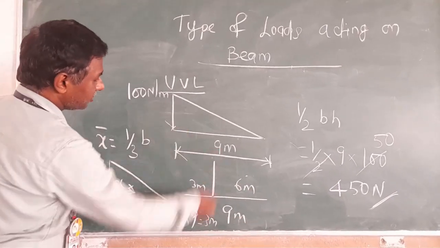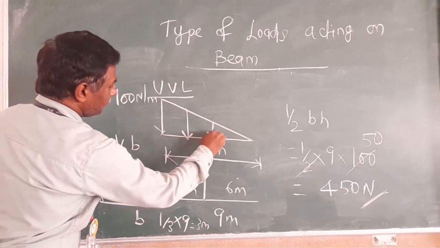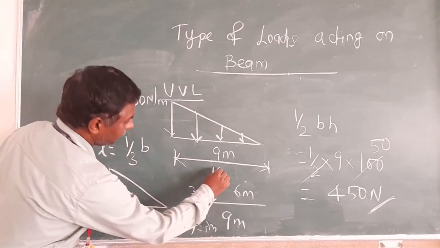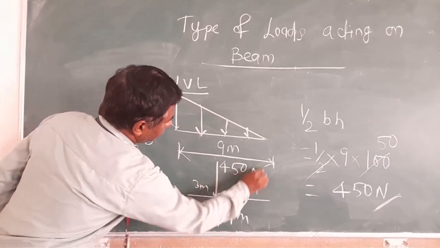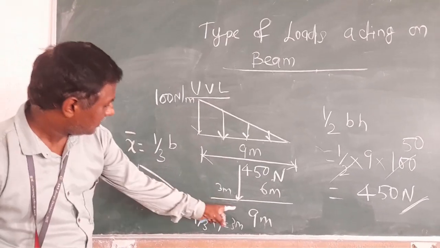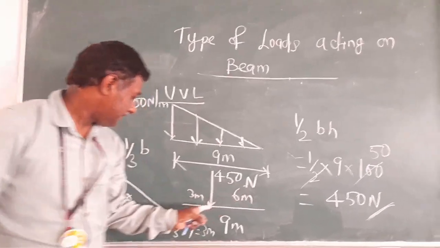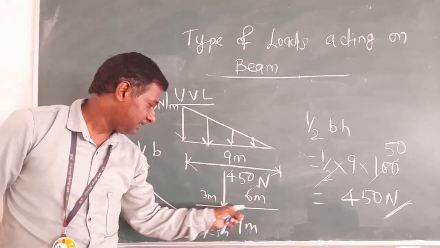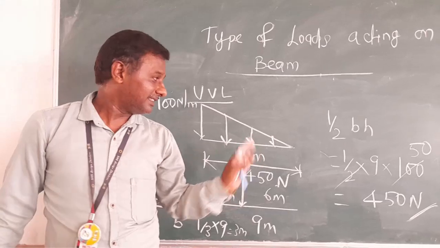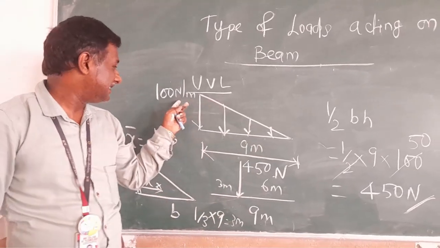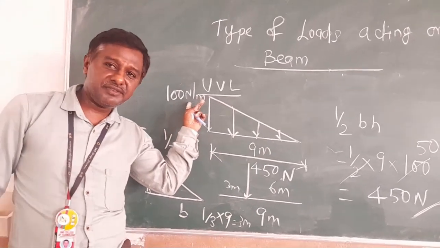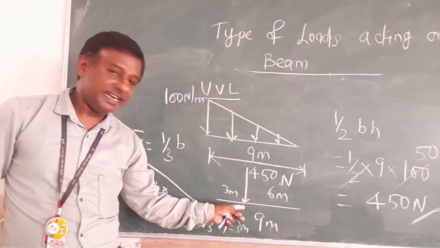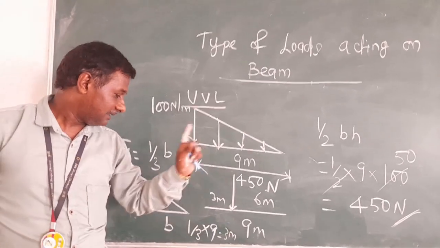Since it is a downward load, the point load will be a downward load. The point load is 450 Newton. So for this case, the total load is 450 Newton, which is acting 3 meter from the left support as well as 6 meter from the right support. So this is the methodology to convert the intensity of a uniformly varying load into a single point load and to locate it at this point.